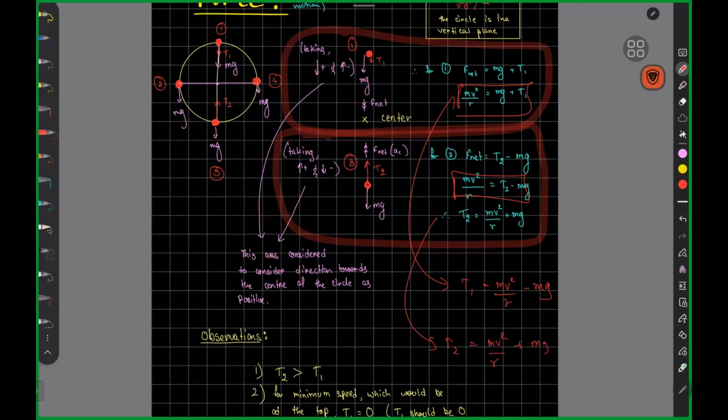Okay. Now, can you guys tell me what's the difference? Over here, when I'm working with tension at position one, it's the difference between centripetal force and the weight. And in position three, it's the sum of centripetal force and mg. So this is the proof by the equation that tension will indeed be greater at the lowest position.